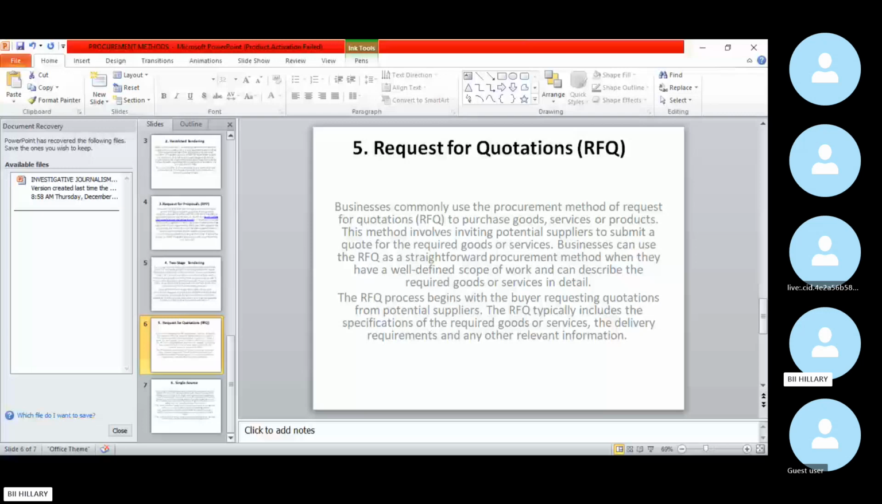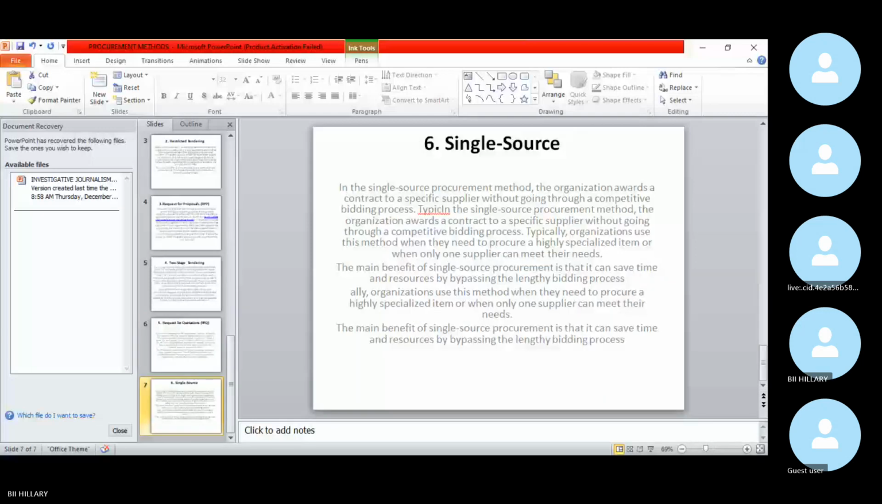Then finally is the single source. In the single source procurement method, the organization awards a contract to a specific supplier without going through a competitive bidding process.